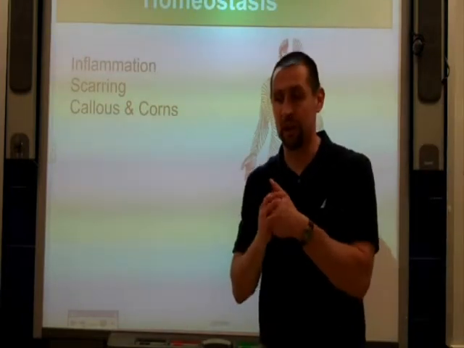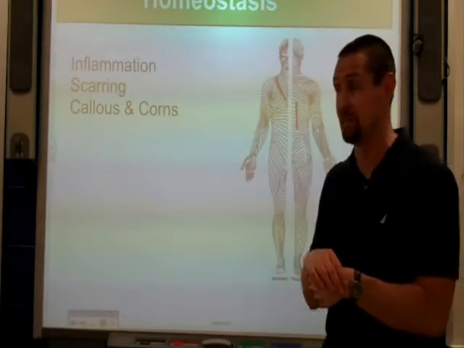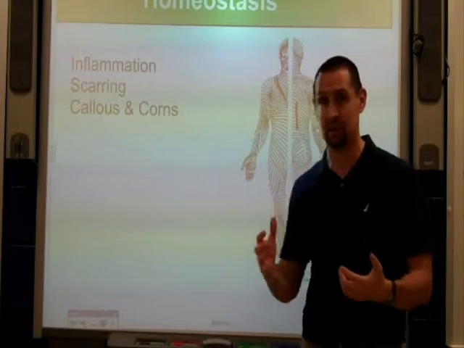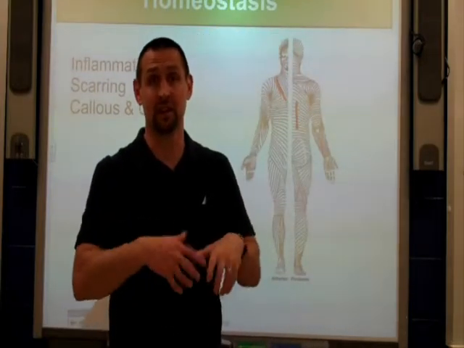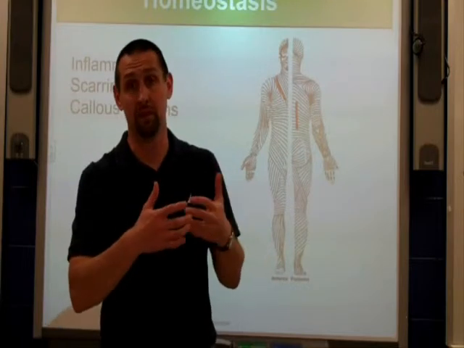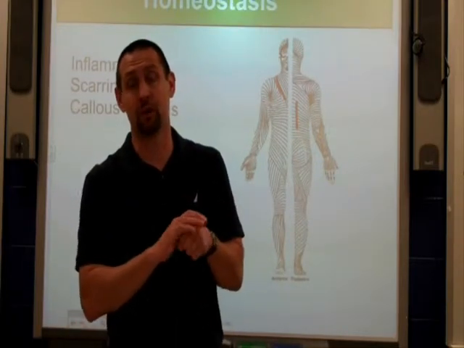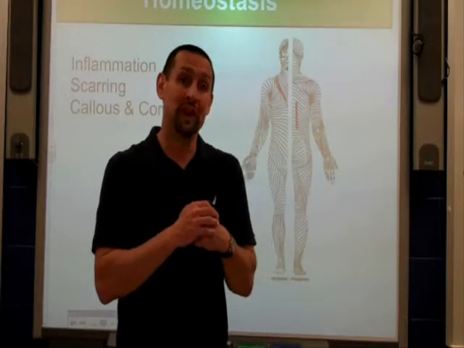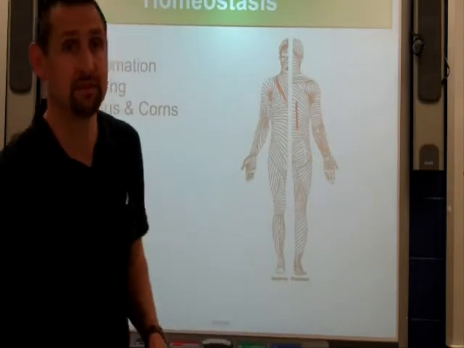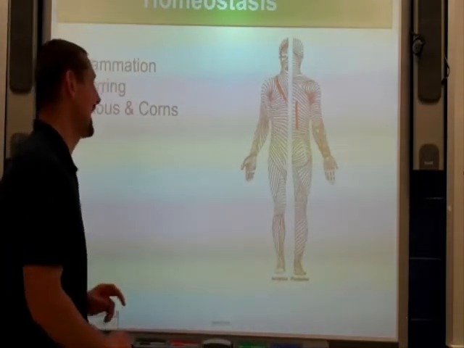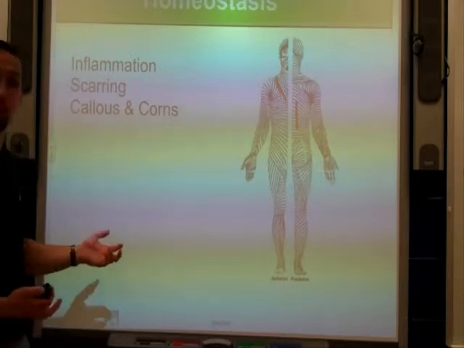Calluses and corns are just areas where your skin's been rubbed and rubbed. And as a response, because that's what homeostasis does, it just responds. As a response to all that rubbing, the rate of skin cell division has gone up, so the skin divides more rapidly. We get things like calluses and corns, which sometimes we appreciate, sometimes we want to get rid of.